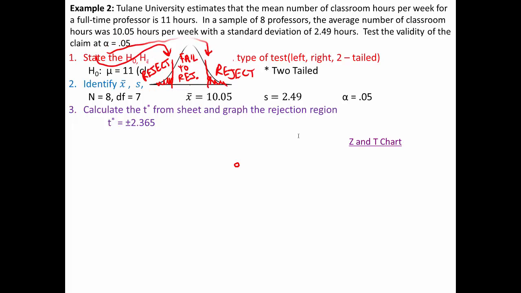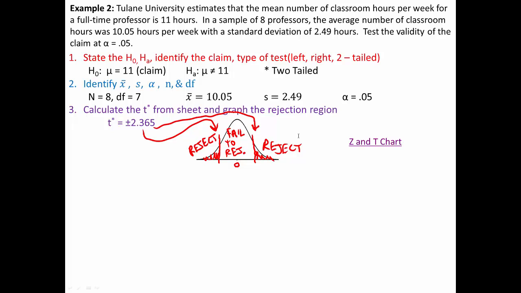This is how it graphs. Boing. And I put 0 here. That means I was being lazy. This is 2.365 deviations to the right and to the left of 0, and that contains the fail to reject region. The reject region is right and left of these two.